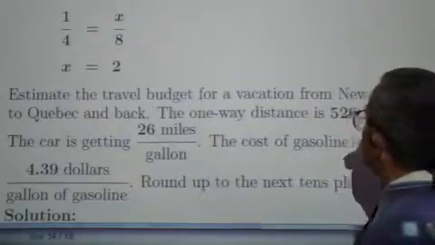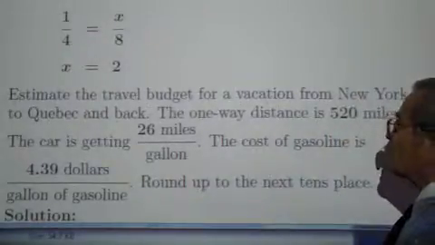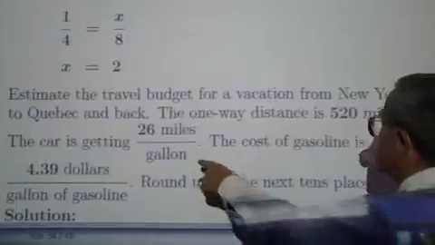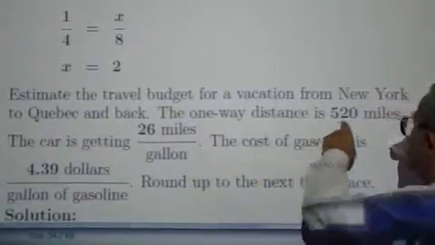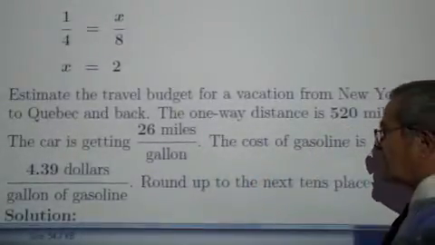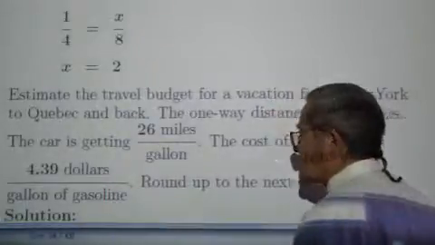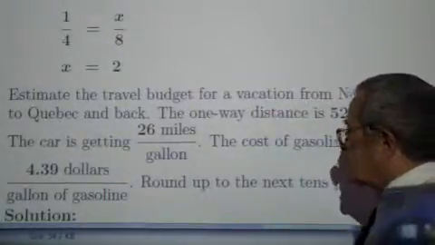Estimate the travel budget for a vacation from New York to Quebec and back. Your car gets 26 miles per gallon. The one-way trip is 520 miles. And gas costs $4.39 per gallon.